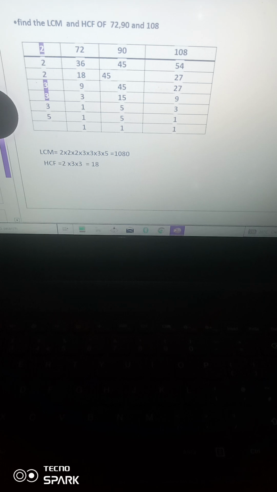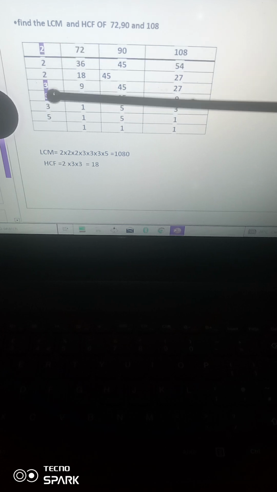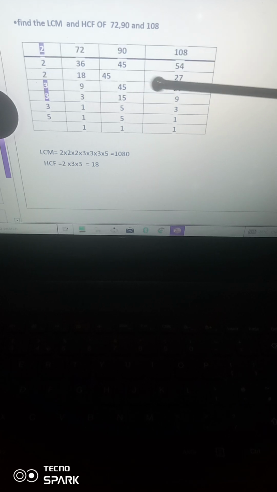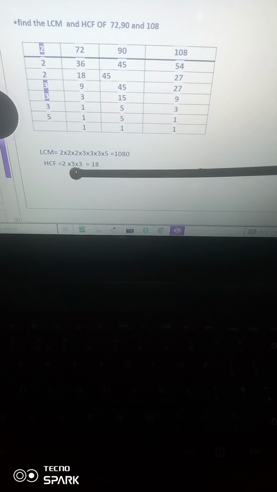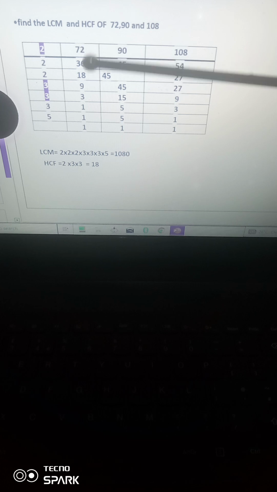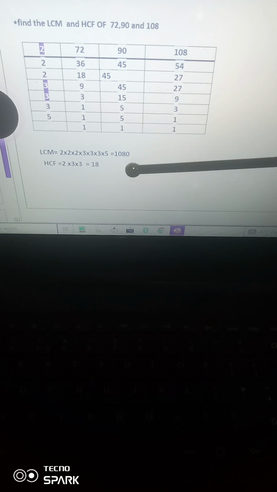So the HCF, or the highest common factor, of 72, 90, and 108 is 2 times 3 times 3. We pick the ones that divide them through. This one divides them through. This one divides everything through. And this one divides everything through. So the HCF now is 2 times 3 times 3, which equals what? 18. This means that there is no number greater than 18 that can divide 72, 90, and 108 exactly without what? A remainder.